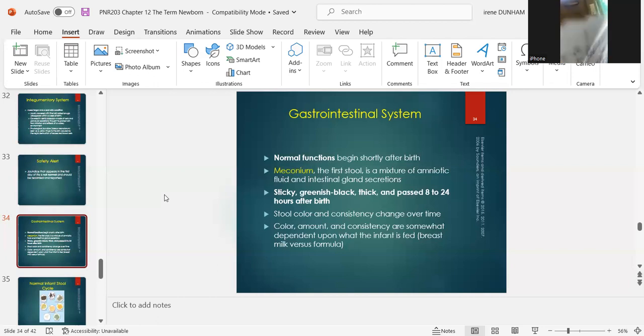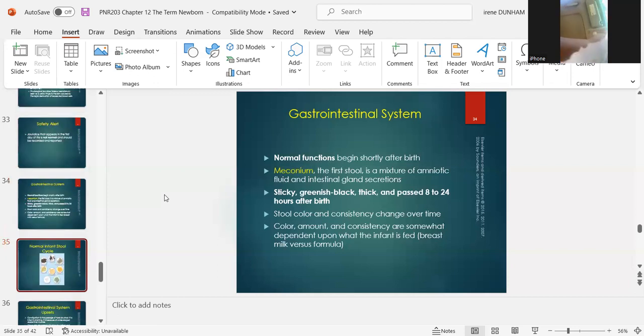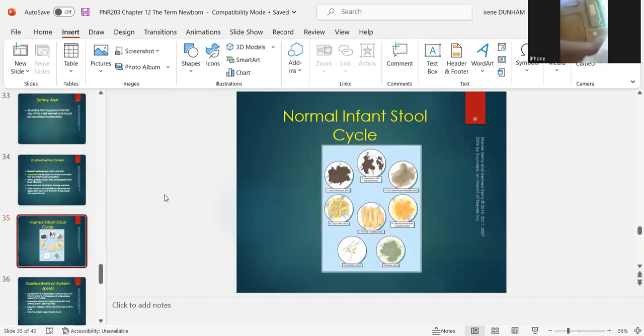Now, breastfed babies have, let me show you a picture, a real grainy-looking yellow stool. Really nice, and it actually smells better than a formula baby's. Because with formula, there's a lot of extra fat and additives, and babies can't break all of these down because their stomachs can't do it yet. So it's better to breastfeed.